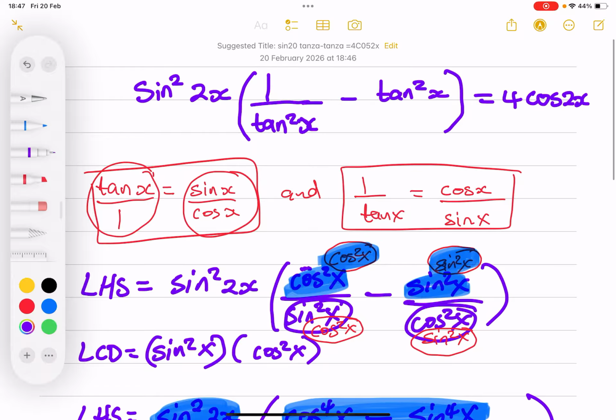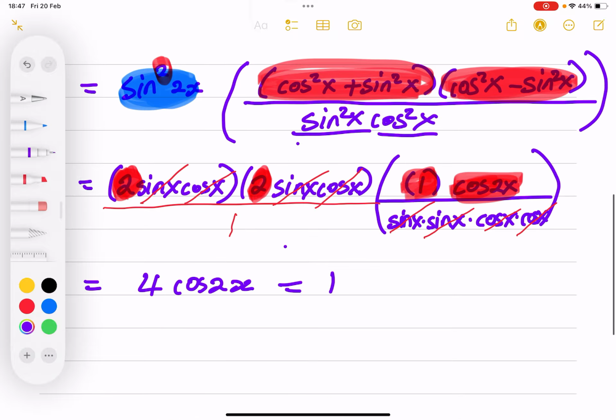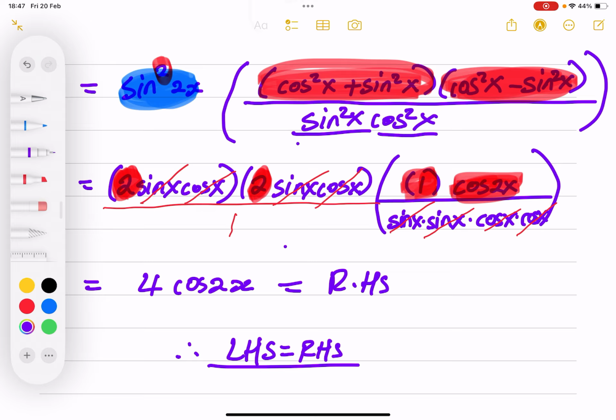And let's see what we were proving. We were indeed proving 4 cos 2x. And this is indeed equal to the right-hand side. Or if you want, you can say, therefore, left-hand side equals right-hand side. And that is proven.